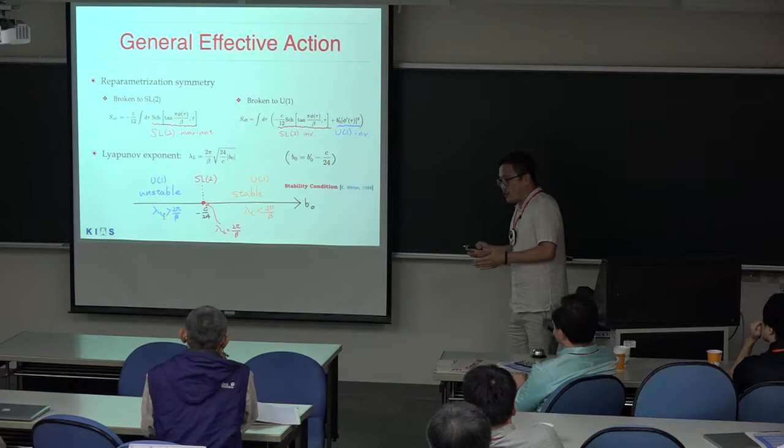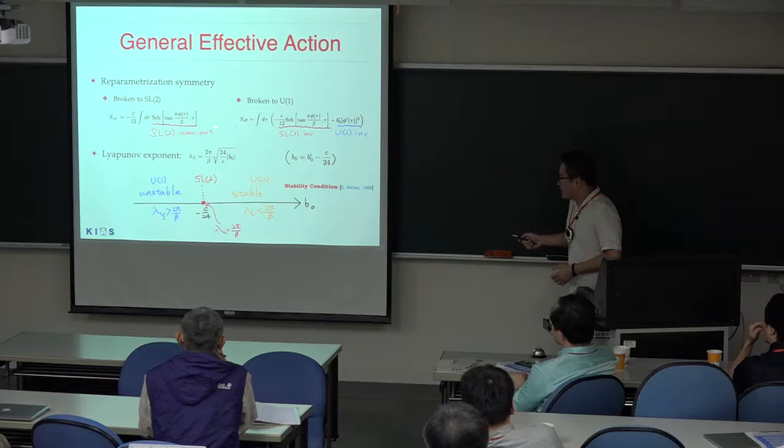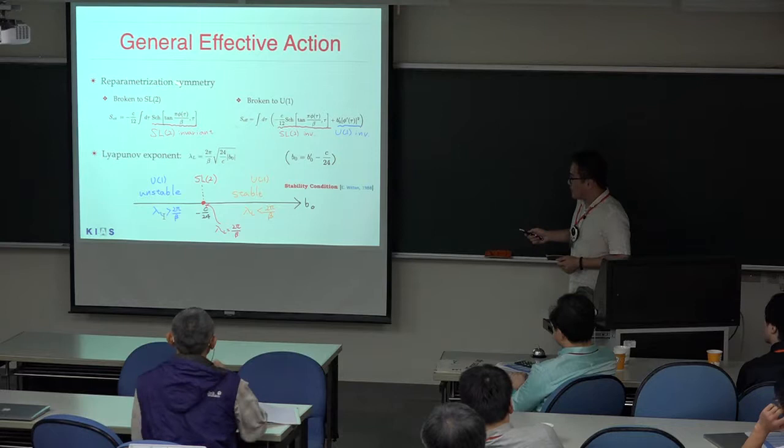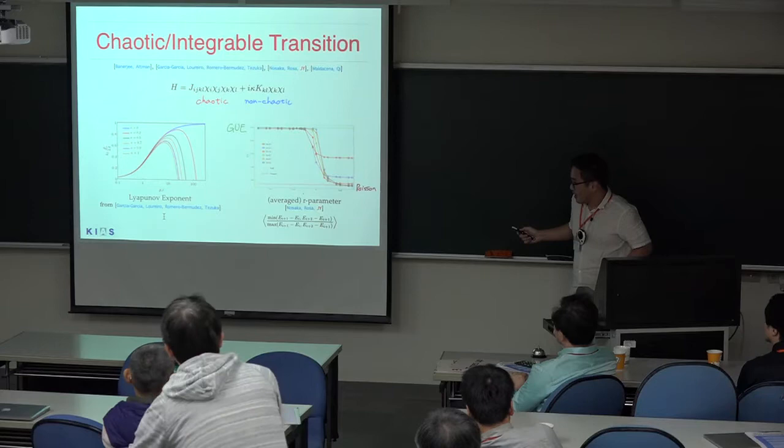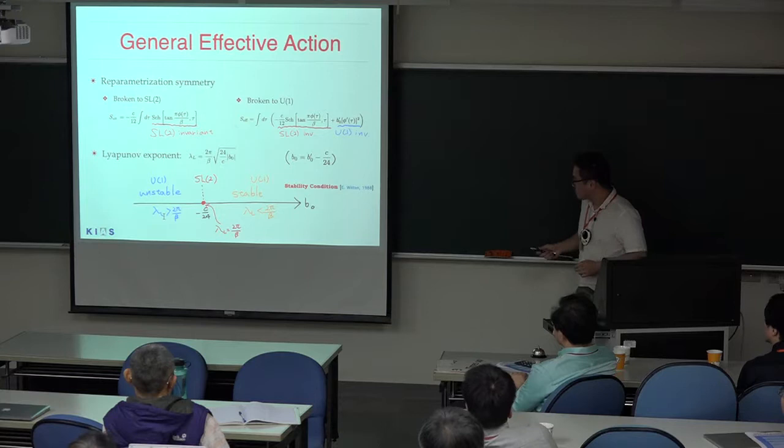So for such a model, you can ask what the low energy effective action is. One way to get the effective action is to write down all possible terms which respect the symmetry. For example, if the reparameterization symmetry of the SYK model, or the 2D conformal symmetry, is broken to SL2, then you can write down the Schwarzian. But in this case, the reparameterization is not broken to SL2, but to U1, so you are also allowed to write down this extra term. And then you can calculate the reaction response, which is a function of this V0. V0 is defined in this way.